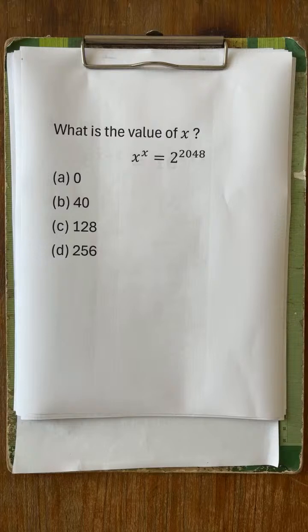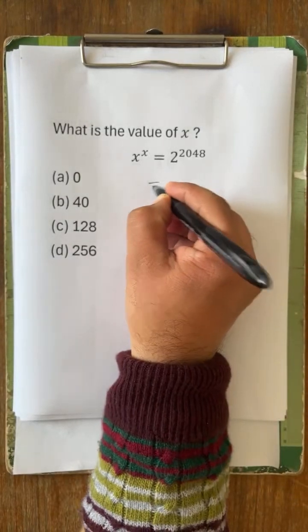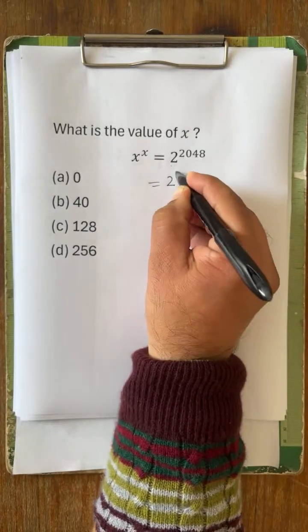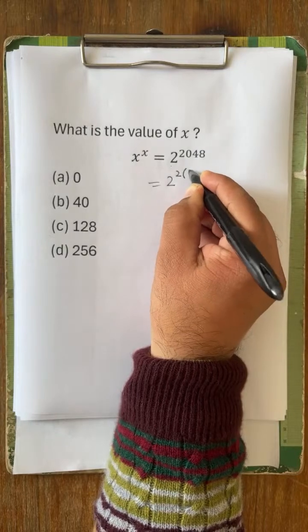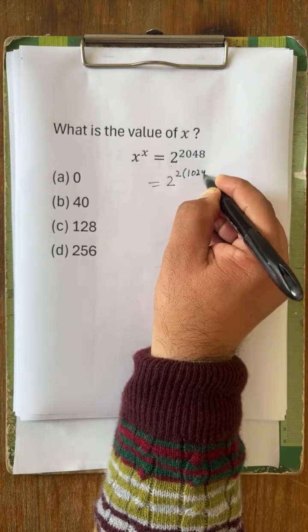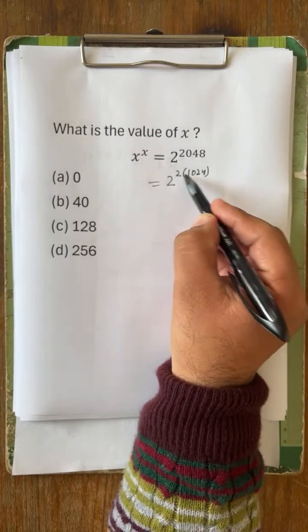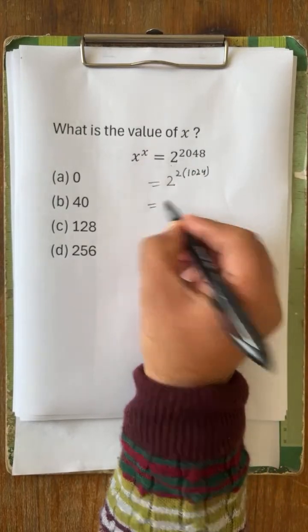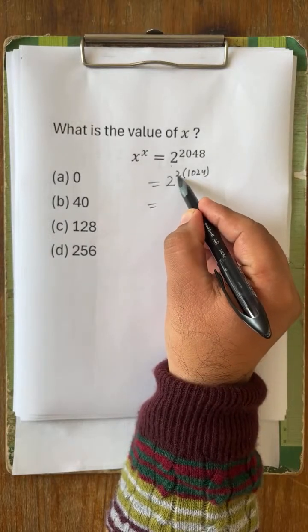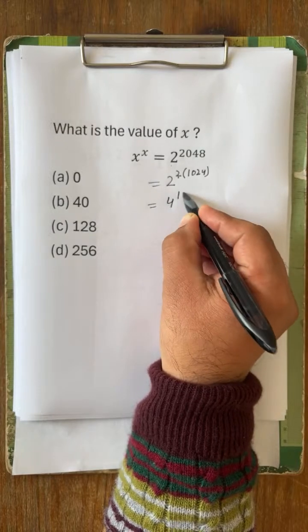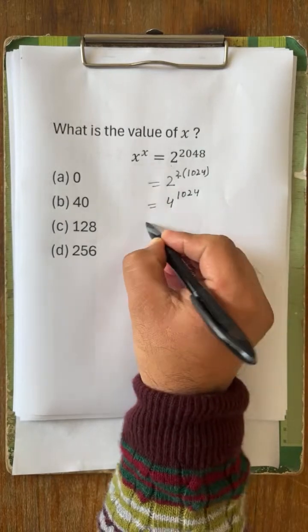Now what is the value of x if x power x is equal to 2 power 2048? Now 2 power 2048 can be written as 2 power 2 into 1024. 2048 can be written as 2 into 1024. Now 2 power 2 is 4. So further it can be written as 4 power 1024.